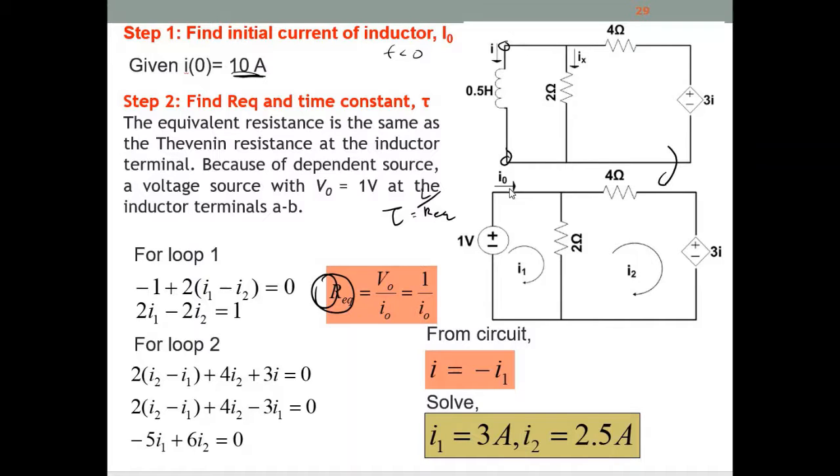For loop 1: negative 1 plus 2I1 minus I2 equals 0, and finally we get the first equation. For loop 2, this is the second equation. When you solve these two simultaneous equations, you get I1 as 3 ampere and I2 as 2.5 ampere. Back to here, remember this is IT, but actually we are interested in finding I naught first. This just symbolizes IT, the first question that we need to answer. But focus first on finding the R equivalent.